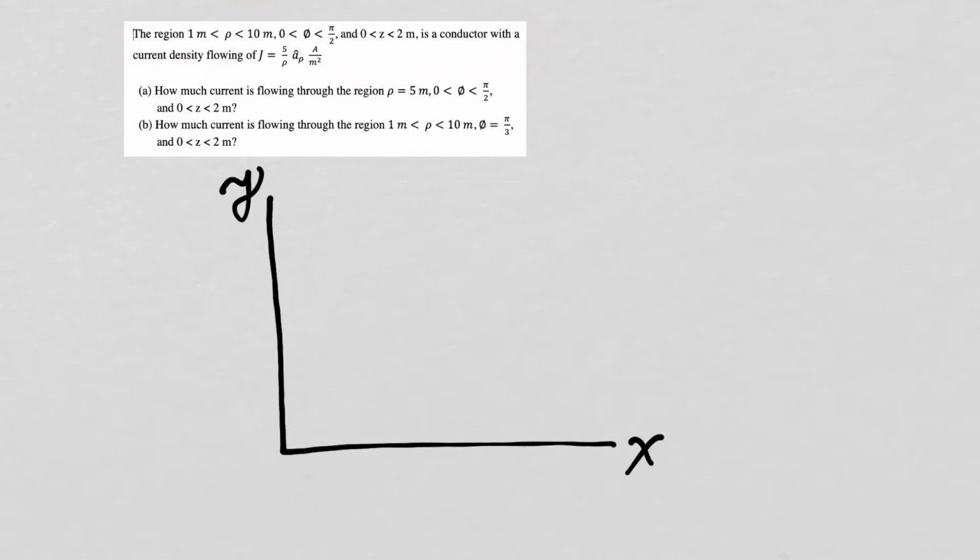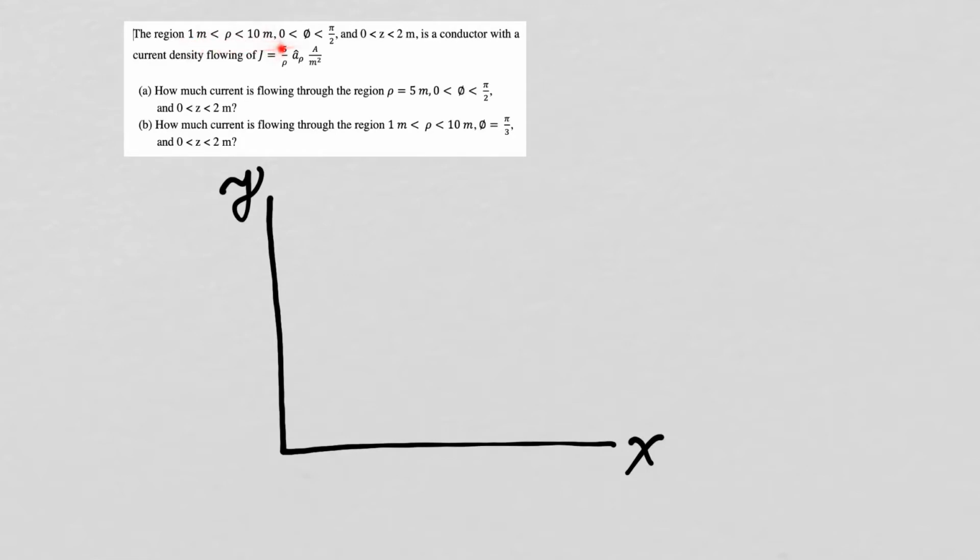We are given a region through which this current density is flowing, and then we're going to calculate how much total current is flowing through two different surfaces. So let's first draw the region where the current is flowing.